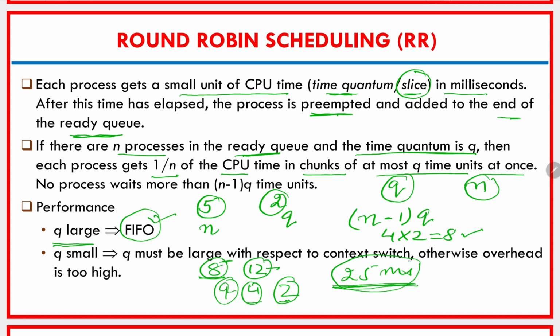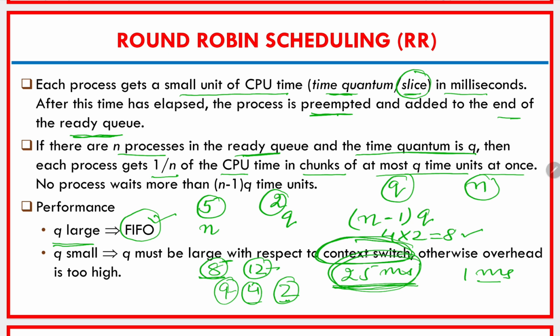Now, the second thing is, if we set this time quantum too small, let's suppose I take the smallest value, say 1 millisecond. In that case, that smaller time quantum will result in a large number of context switches.